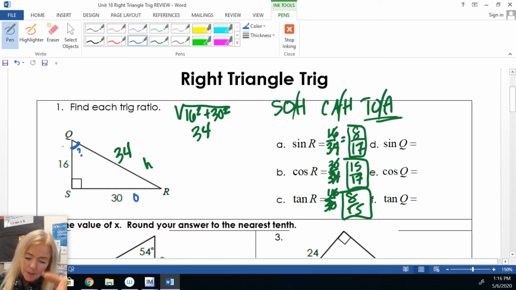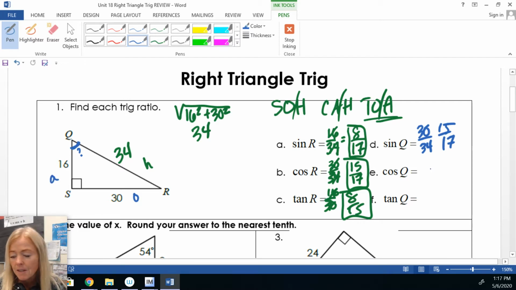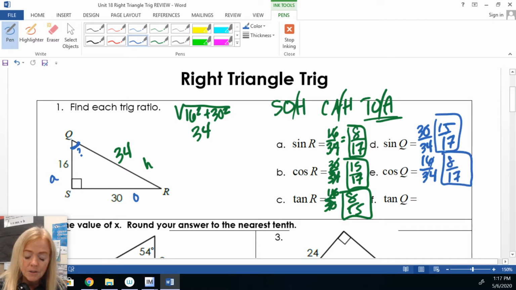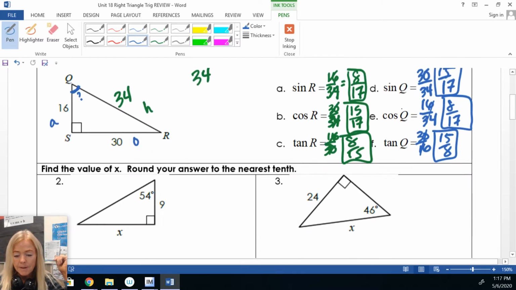So sine of Q is opposite over hypotenuse. That makes 30 over 34, which simplifies to 15/17. And then cosine of Q, cosine is adjacent over hypotenuse. Adjacent is 16, hypotenuse is 34, so that simplifies to 8/17. And then our tangent of Q, tangent is opposite over adjacent, so 30 over 16, divide out a 2, and you get 15/8. All right, so that's number 1.